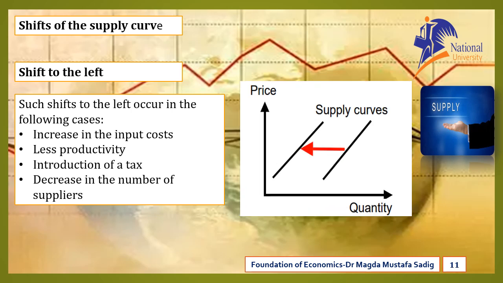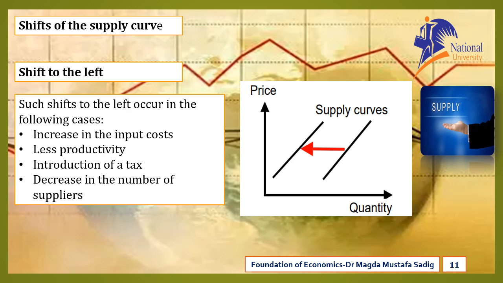Shift to the left. When we talk about shift to the left in the supply curve, we mean that producers are now willing and able to supply less quantity of a good or service at every price level than before. This is different from a movement along the curve, which is caused by a change in price. A leftward shift means that the entire curve moves inward, reflecting a fall in supply.